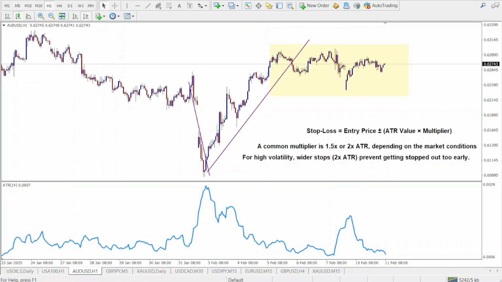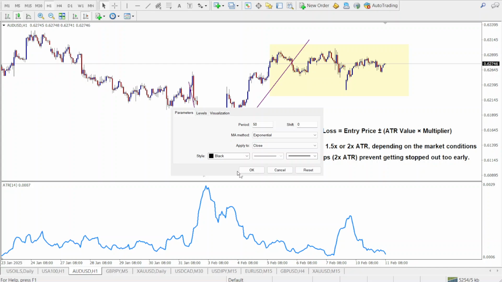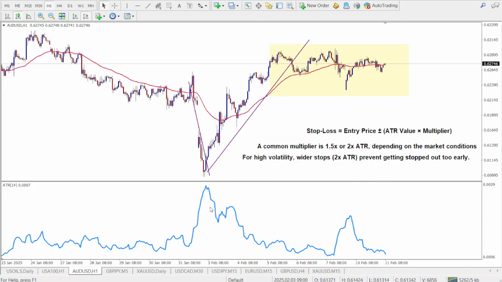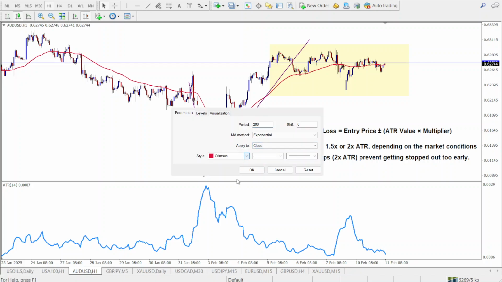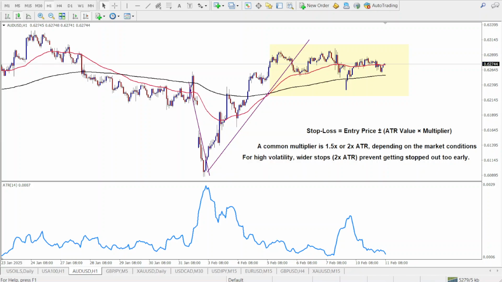Then the next step is to use ATR with moving averages. If ATR is increasing and price is trading above the 50 EMA, the trend is strong. You can actually use both the 50 EMA and the 200 EMA. If the ATR is decreasing and price is near the 200 EMA, it may be a ranging market.